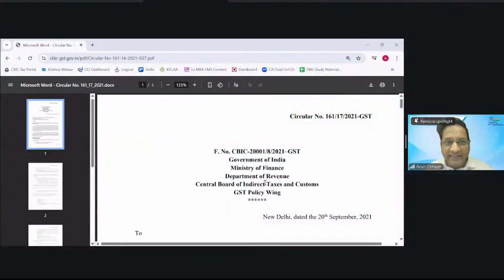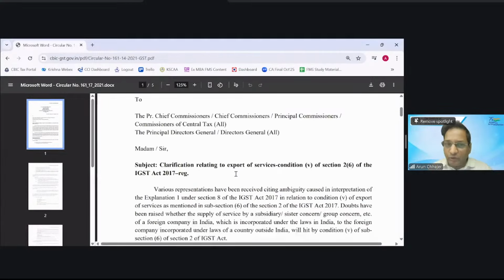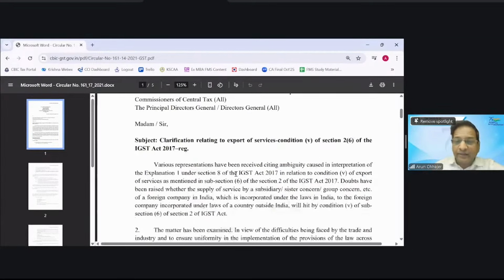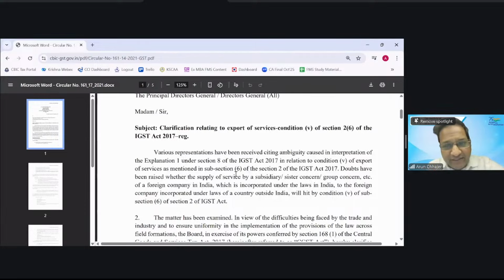I have opened that circular from the government website and let's read the circular to understand more detail. So that was clarification related to the export of the service and fifth condition. Various representations have been received citing the ambiguity caused in interpretation of explanation 1 to section 8 under IGST in relation to the fifth condition of export of the service.